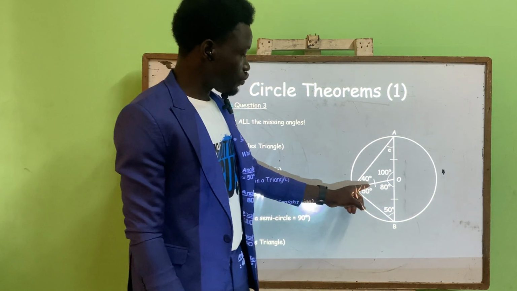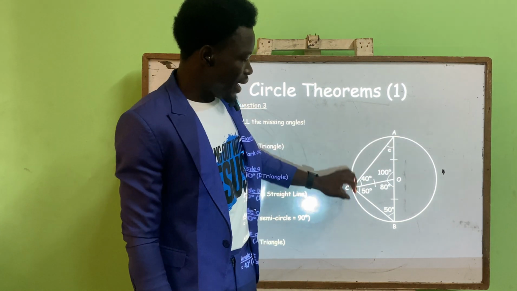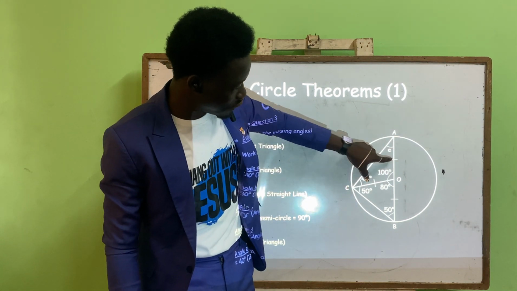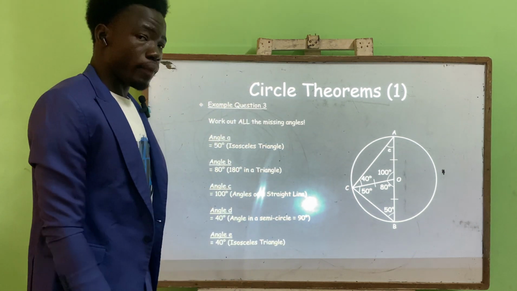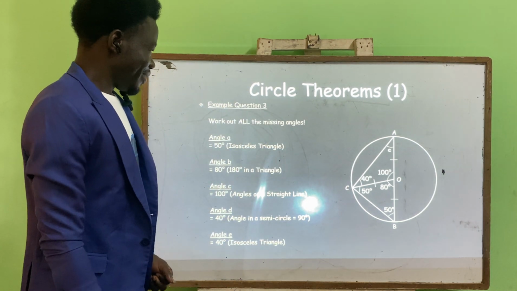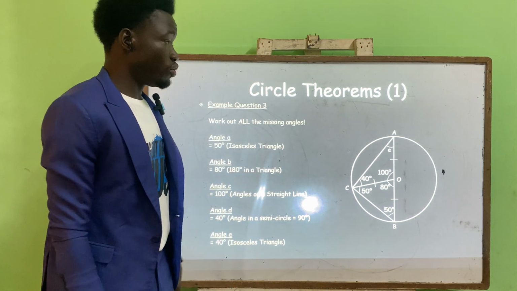Without working, you can also know that this line and this line are equal, because this is a radius and this is a radius, so the base angles are equal. If this line is equal to this line, then the base angles are also equal. Okay? So you see that the theorems are very easy and very simple to understand.